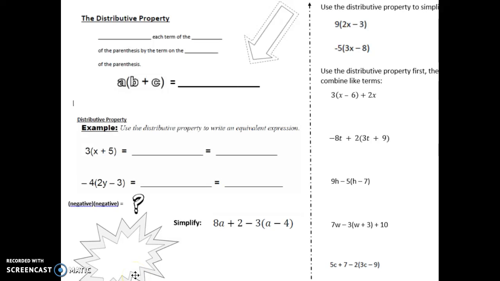Okay, ladies and gentlemen, thank you for joining me to do our lesson on the distributive property. This is what your note sheet looks like. When we're all done filling it out, we will be cutting and taping it into our notebook like we normally do together.